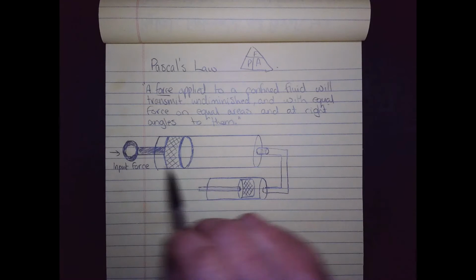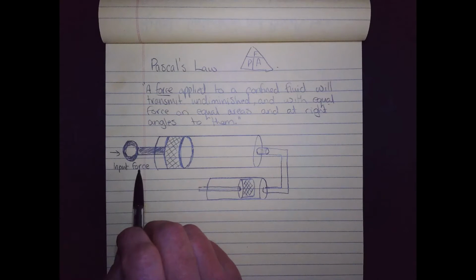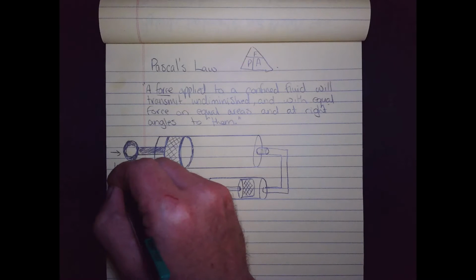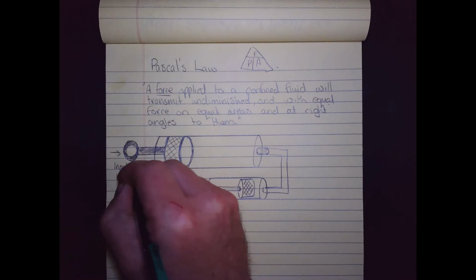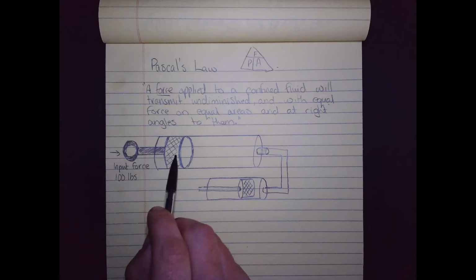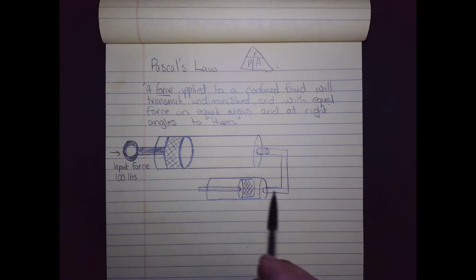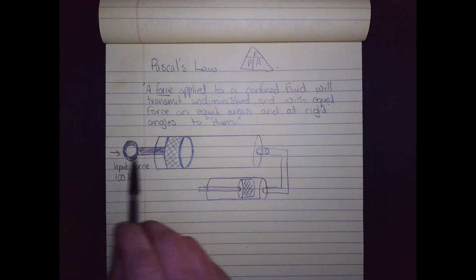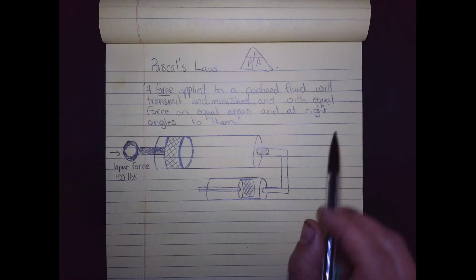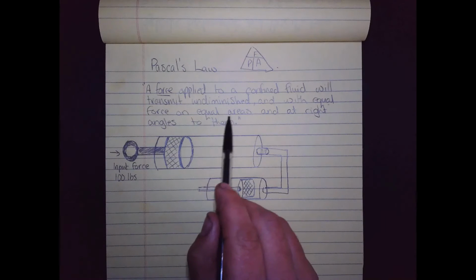So if we look at our input force, and again, you know me and my nice easy numbers, let's say 100 pounds. I like to work in multiples of 10 just because it's easy and I don't have to think about it that hard. So if I put 100 pounds of force in here, this system is completely full of fluid. All the force that I put in is going to be transmitted to the fluid. But the sticky part here is equal areas.